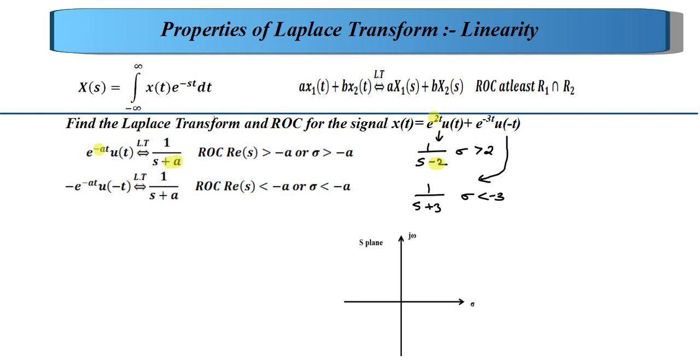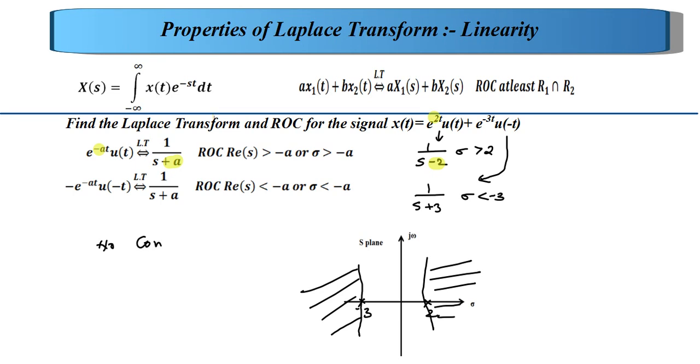So in this case, one signal exists at minus 3 and another one at 2. The first signal, the anti-causal signal, exists when sigma is less than minus 3, and another signal exists when sigma is greater than 2. So we can see that there is no common ROC. So Laplace transform does not exist for this combination. So x of s does not exist.